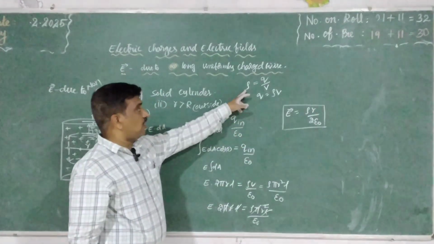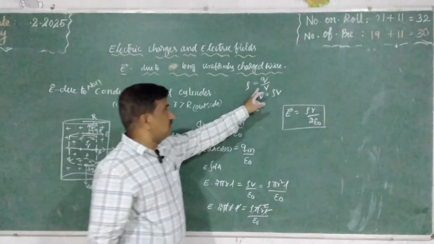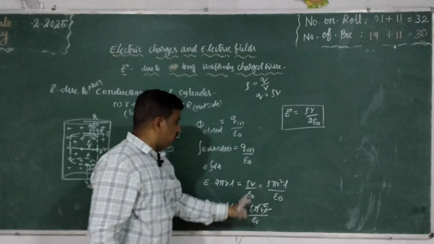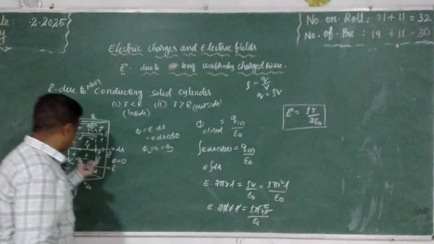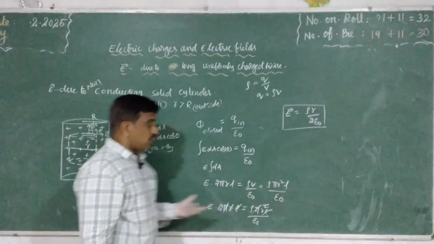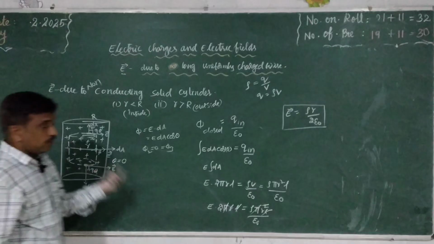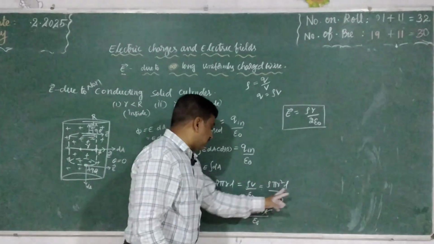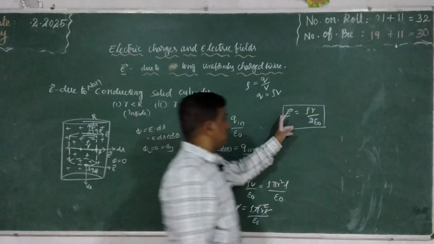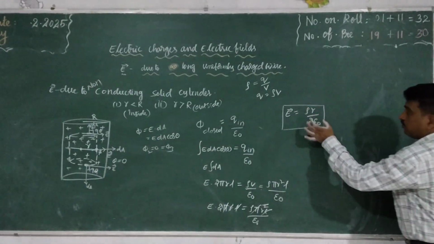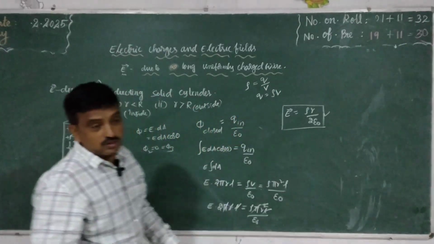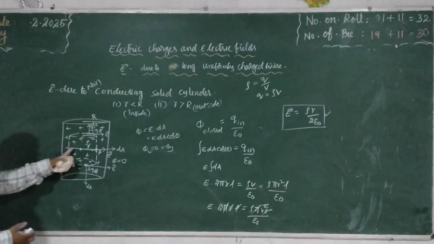Q inside means charge density. Volume charge density equals Q by V, so charge equals rho into V. So rho into V we write here. What is the charge inside the Gaussian surface? Rho V by epsilon naught, where V is the volume for this surface. The volume of this cylinder is pi r square L. This L cancels, pi cancels, r cancels. What do we get now? E equals rho small r by 2 epsilon naught. This is the electric field at an inside point P, at a distance from the center.